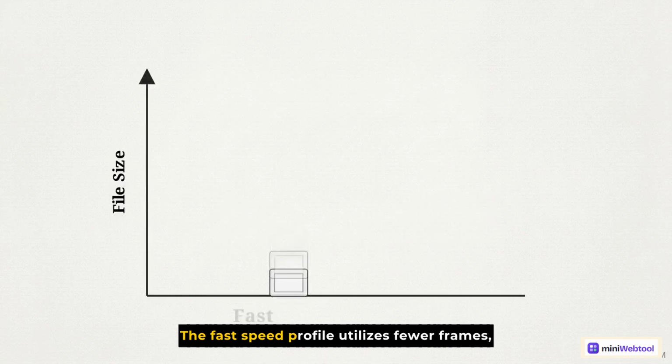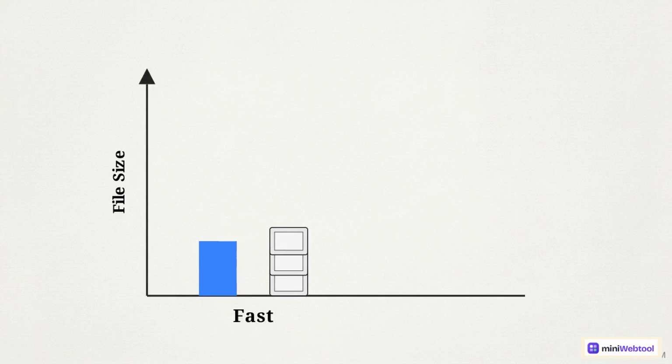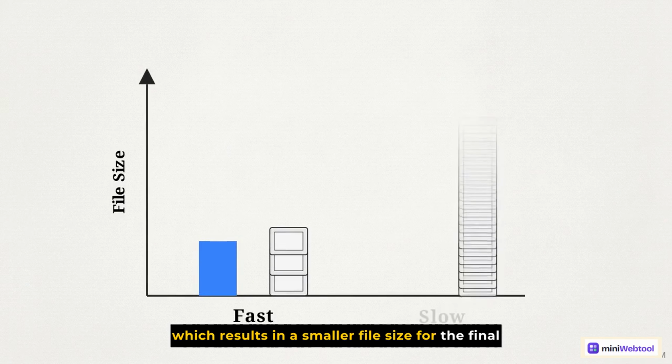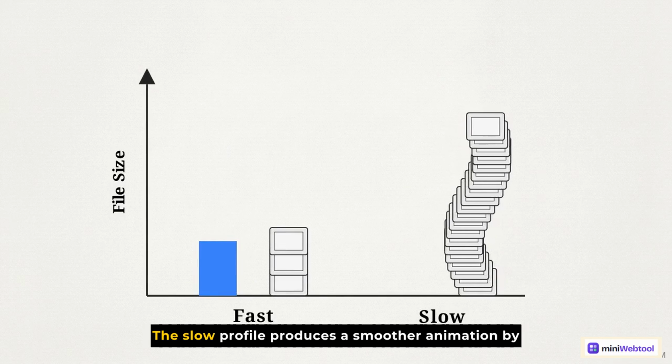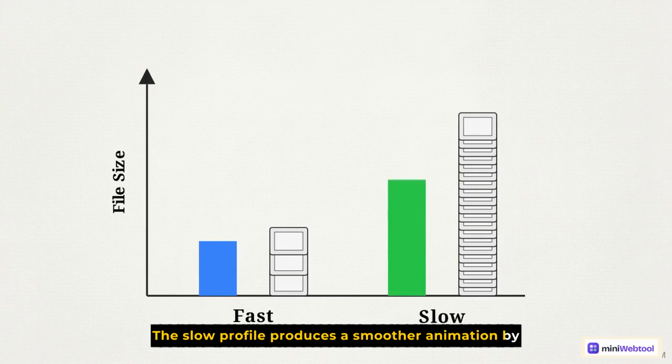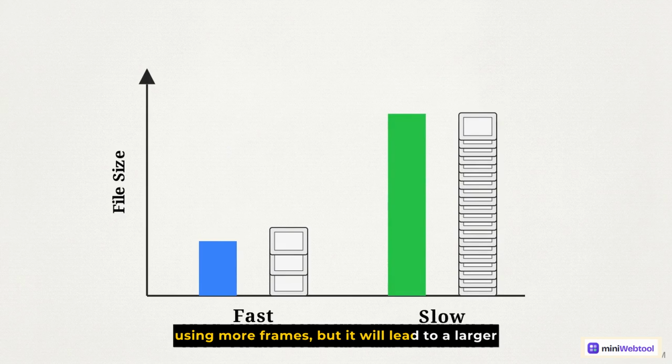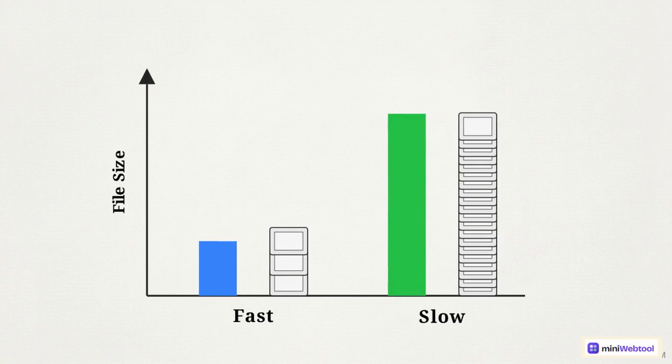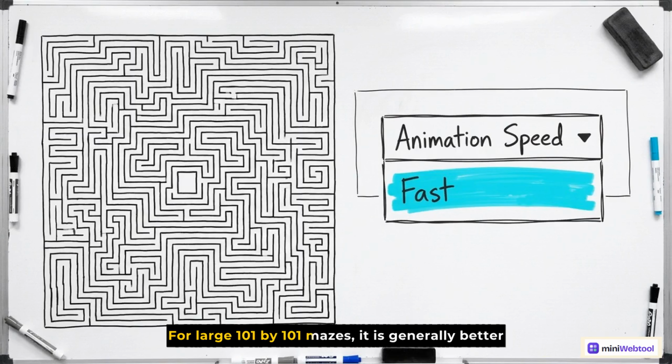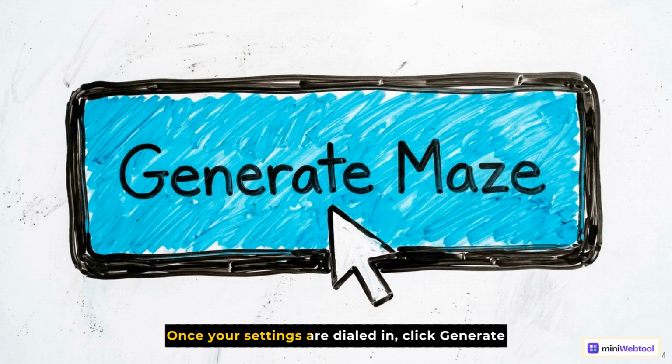The fast speed profile utilizes fewer frames, which results in a smaller file size for the final download. The slow profile produces a smoother animation by using more frames, but it will lead to a larger file size. For large 101 by 101 mazes, it is generally better to use the fast setting to keep the file size manageable. Once your settings are dialed in, click Generate Maze to see the results in the tabbed Output section.